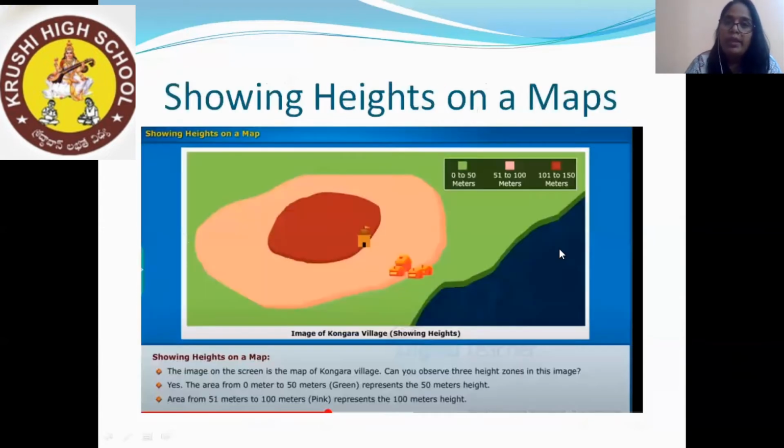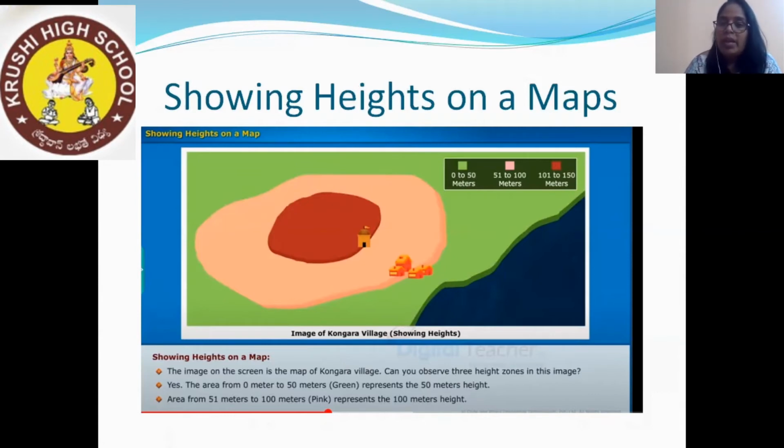And now moving to the next topic, showing heights on a map. If you see here, you can see the different colors. The image is shaded with different colors. The image on the screen is the map of Kongara village. So generally how do we calculate the height?